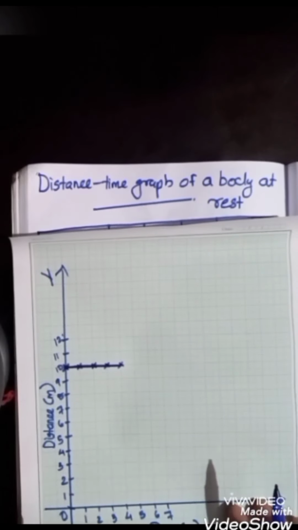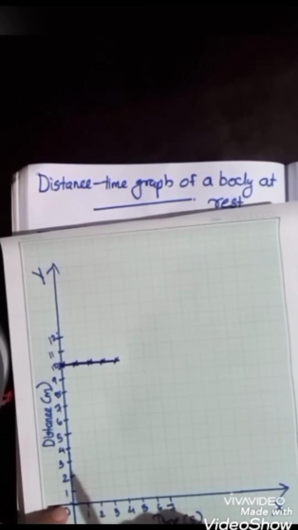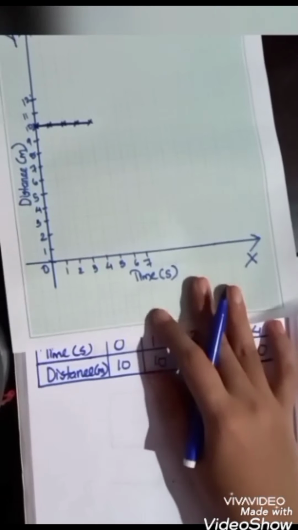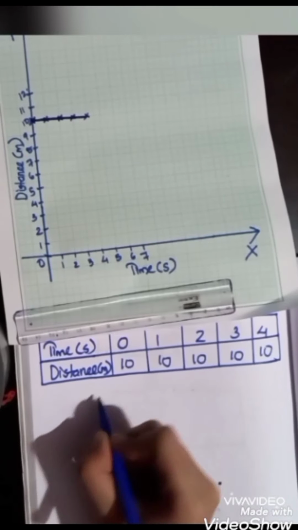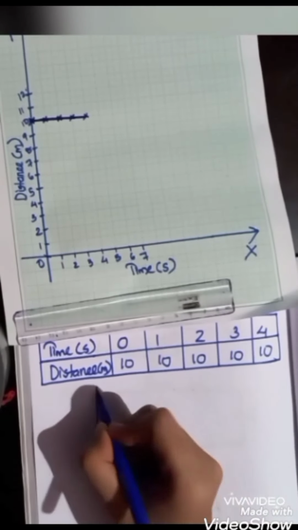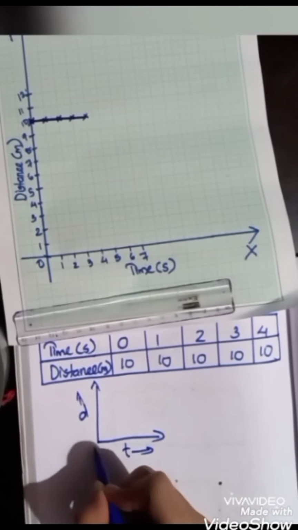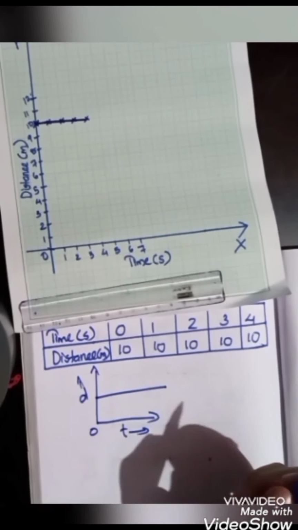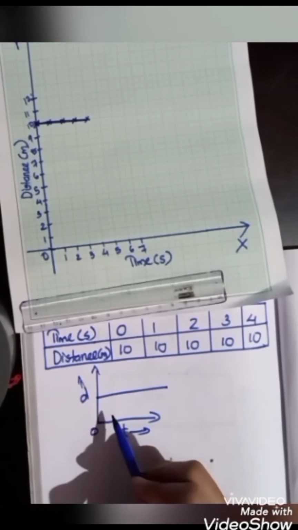It will always be a straight line. What is the slope here? The slope of the body. We can calculate the slope of the body from this graph. That is, this is the data. If a body is at rest, the distance-time graph will always be of this shape. This will be the graph of a body at rest.